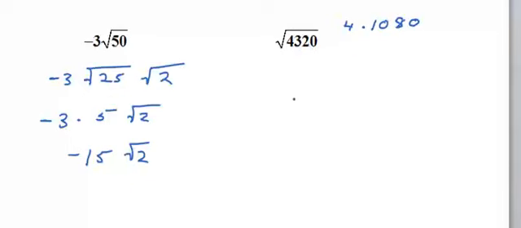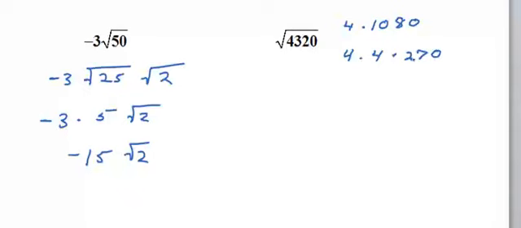1080. Well, 4 goes into 80. I can do that again. We have 4 times, and now we're breaking up 1080. That's 4 times, let's see, 8. We're left with, okay, 270.